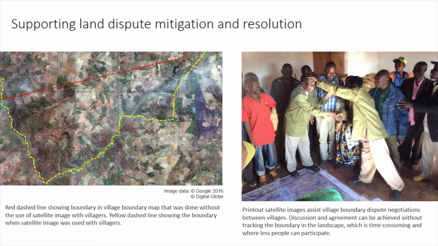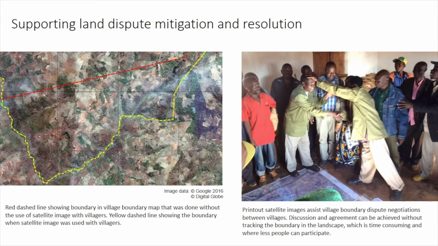On the image, the red dashed line shows the village boundary in a village boundary map that was done without the use of satellite image. The yellow dashed line, on the other hand, shows the village boundary when the satellite image was used with the villagers. This example highlights the importance of achieving more precise and more accurate official land use maps of the villages.